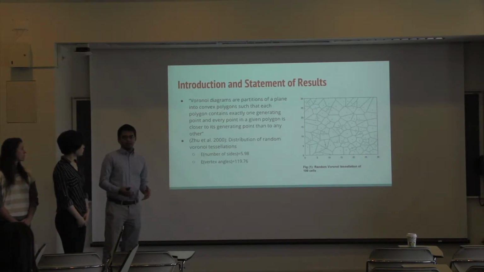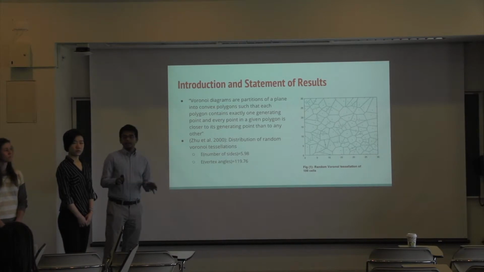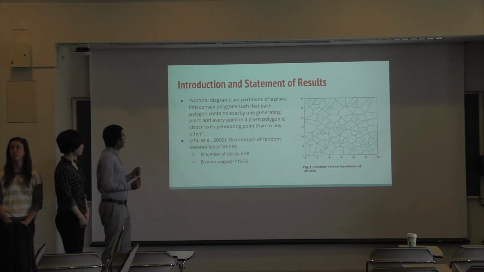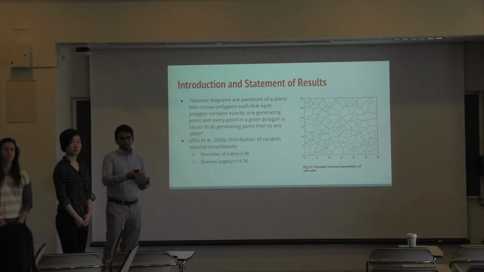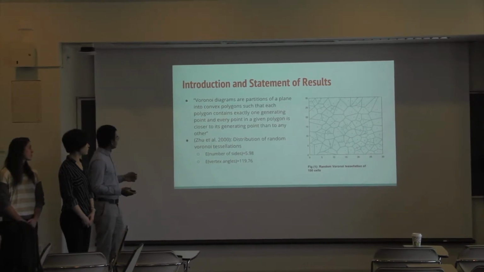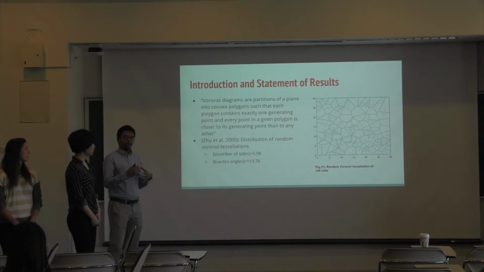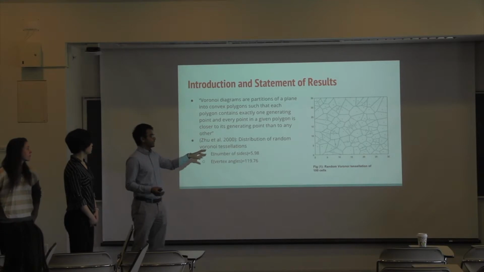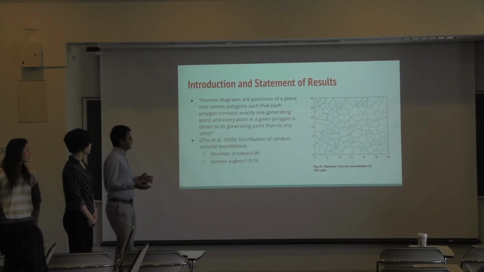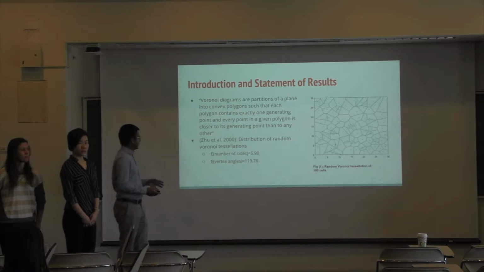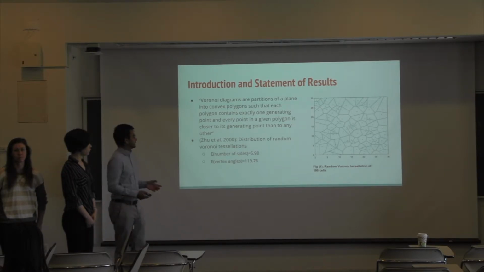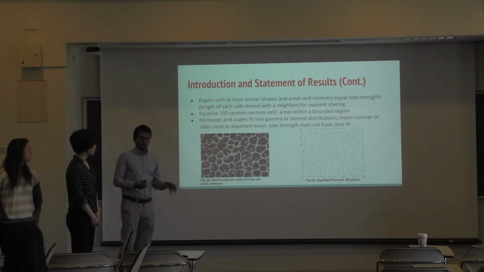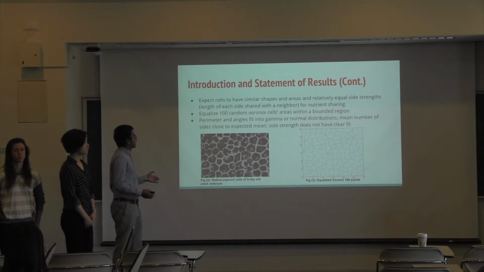Firstly, we define Voronoi diagrams as partitions of a plane into convex polygons such that each polygon contains exactly one generating point, and every point in the given polygon is closer to its generating point than to any other. Zhu and colleagues studied the distribution of random Voronoi tessellations and found that the average Voronoi cell in a given tessellation is similar to a hexagon, with the expected number of sides being 5.98 and the expected vertex angle being 119.76.